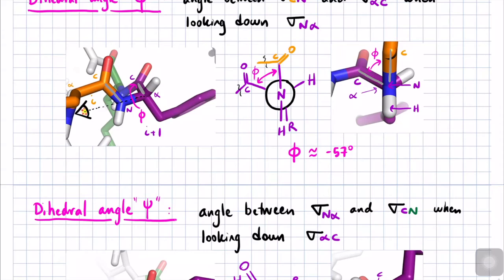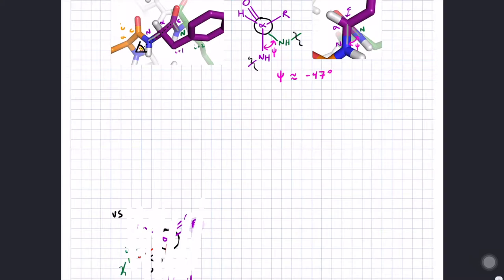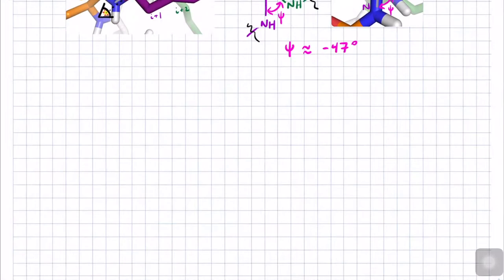There are hundreds of thousands of protein structures in something called the Protein Data Bank, and you can look at those protein structures and analyze all these dihedral angles. And if you do, you can actually plot them against each other.